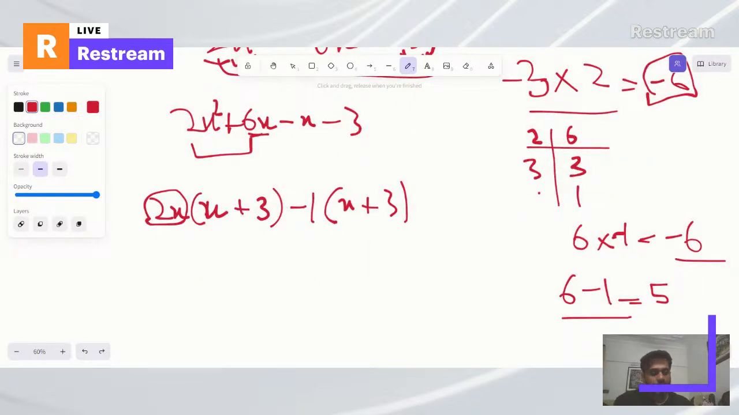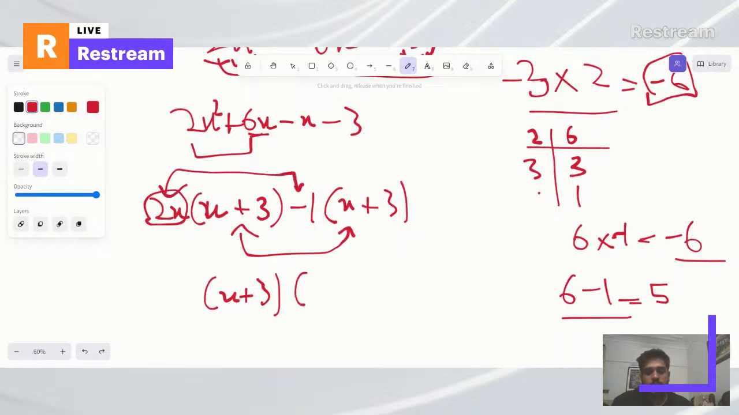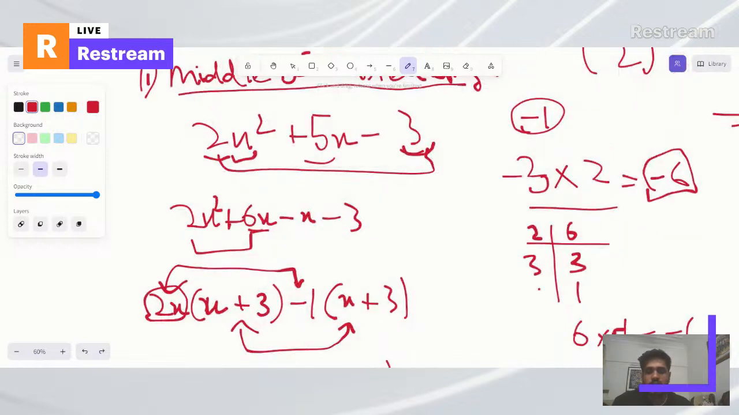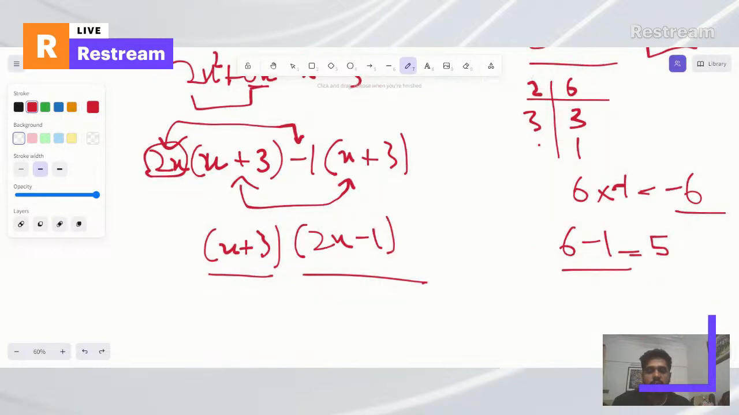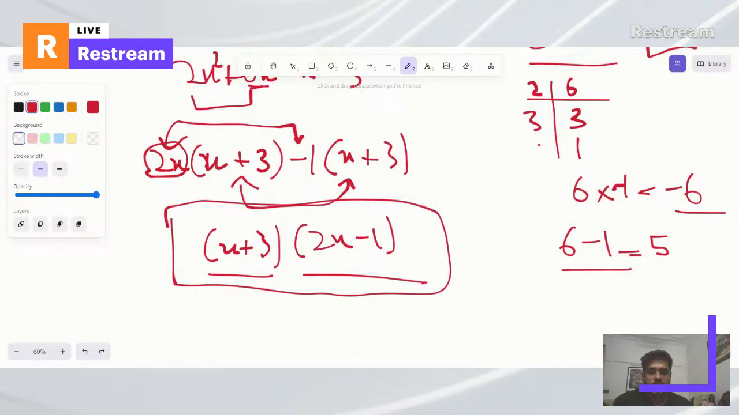One thing to identify if your middle term breaking is correct is that both of these factors are supposed to be the same. As I'm getting both the same, I'm going to write down x plus 3 only once, and then make a bracket of the other two terms as well, so it's 2x minus 1. This is how I write my two factors. So this equation can be factorized into this form. Is there anyone who doesn't understand this? Is this clear?